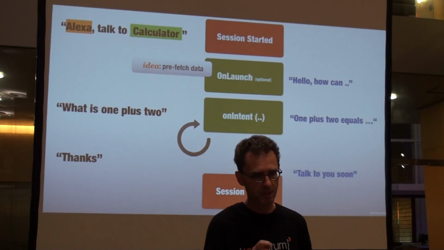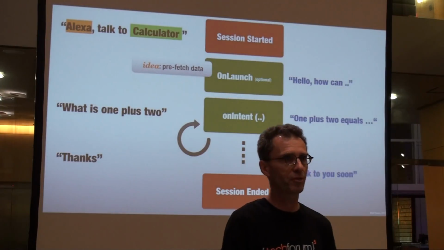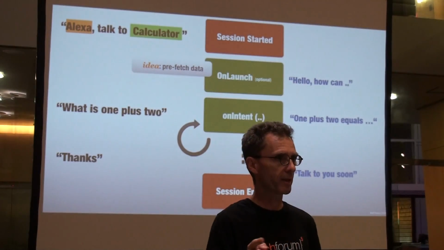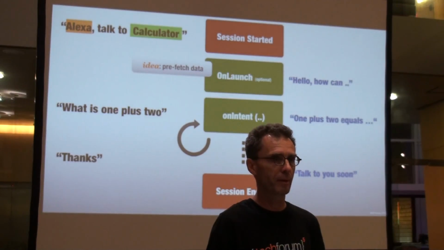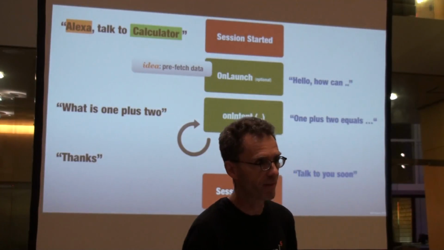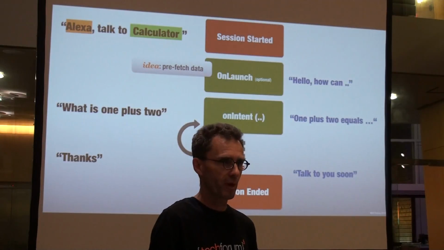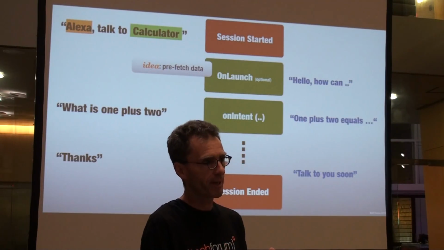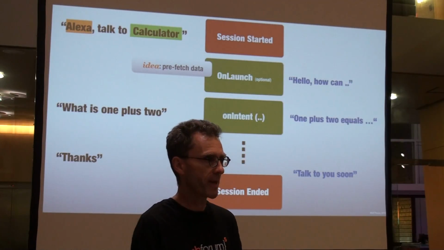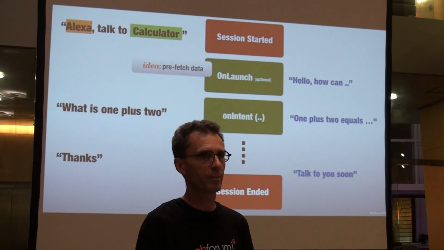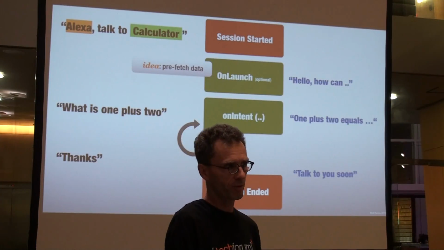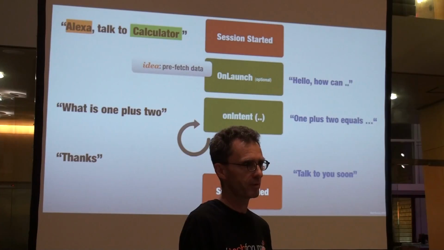One is without mentioning an intent. So I could just say, Alexa, talk to calculator. And this is when the on launch event would be called. So I'm just calling my skill with my invocation word, calculator, but I'm not giving any other clues what I want from that skill. And this is typically used if you want to have a longer conversation with the skill.